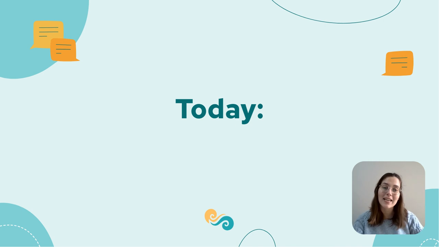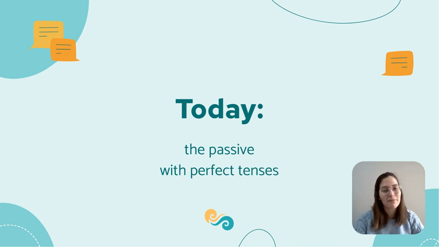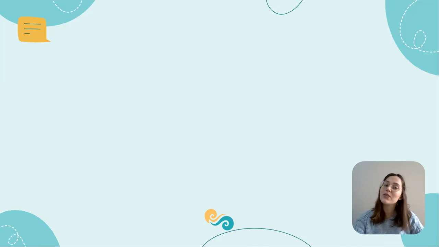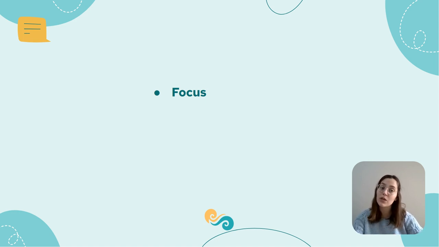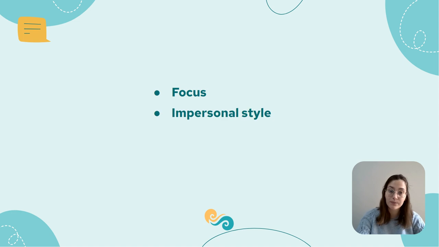Today, we're going to take a look at the passive with a twist. Let's take a look at the passive with perfect tenses. So, this is going to be especially useful, as you know, or as you probably know, because the passive is one of those structures that we use when we need to shift the focus, perhaps from the doer of the action, the subject, to the object or the action itself.